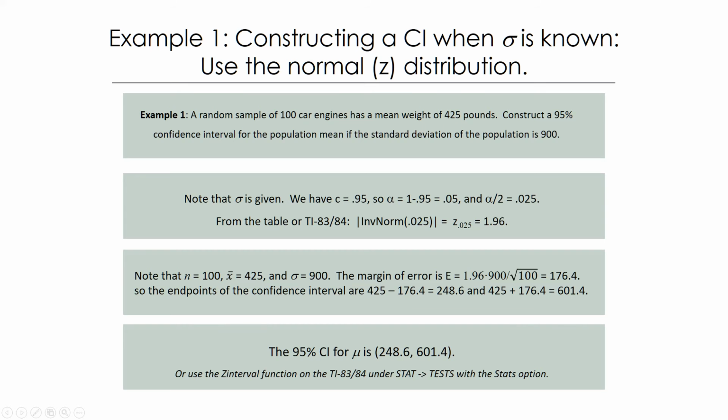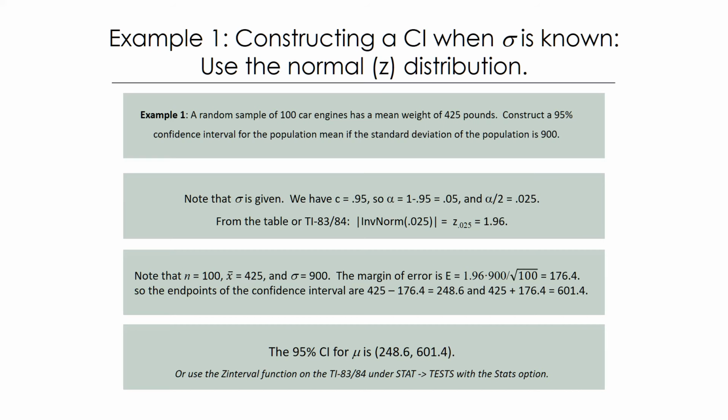For example, constructing a confidence interval when sigma is known using the normal distribution. Example 1. A random sample of 100 car engines has a mean weight of 425 pounds. Construct a 95% confidence interval for the population mean if the standard deviation of the population is 900. So we first note that sigma is given, it's 900, and we have C, the confidence level that we want, 0.95, the 95%. So alpha is the complement of that, 1 minus 0.95 is 0.05, or 5%. And then half of that, alpha over 2, is 0.025.